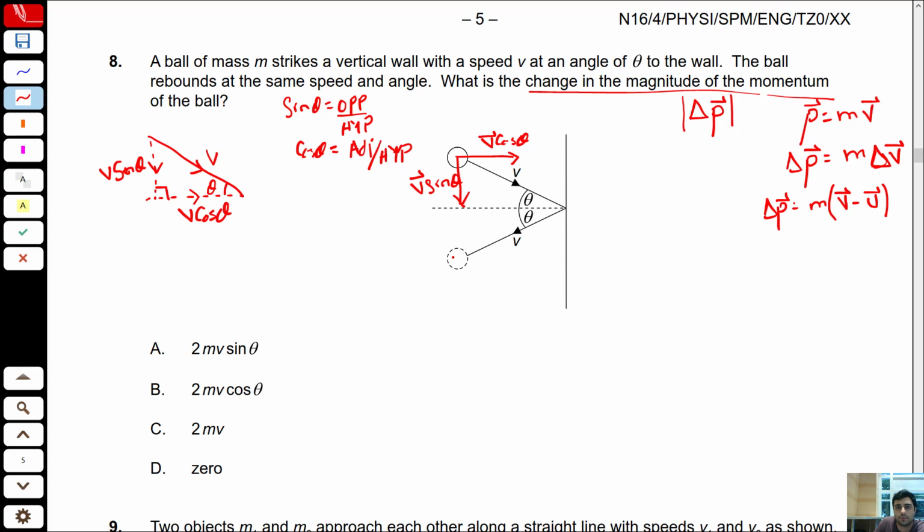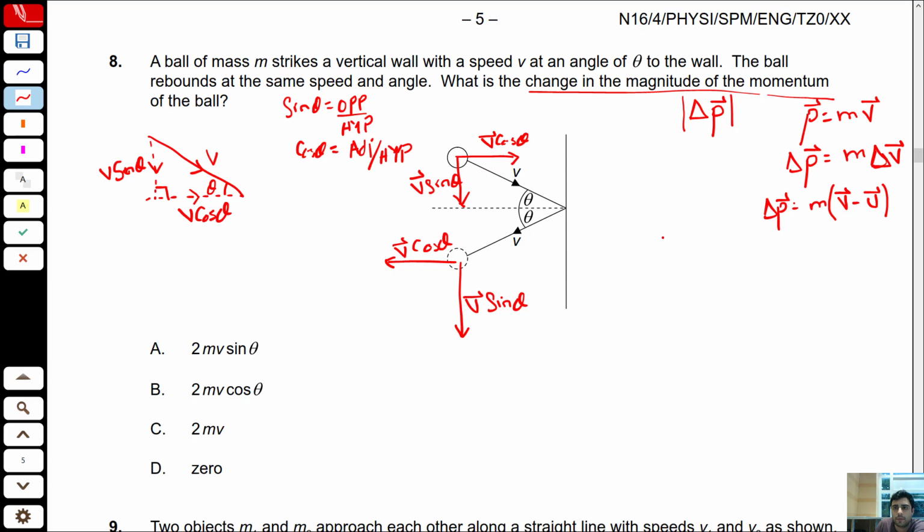Now we will do the same thing for the same mass after its rebound. It will have a horizontal component and it will also have a vertical component. We will resolve in the same way, and after resolving it, we will get the same result. So it's v sine theta and v cos theta. Okay, so we have these two components again.